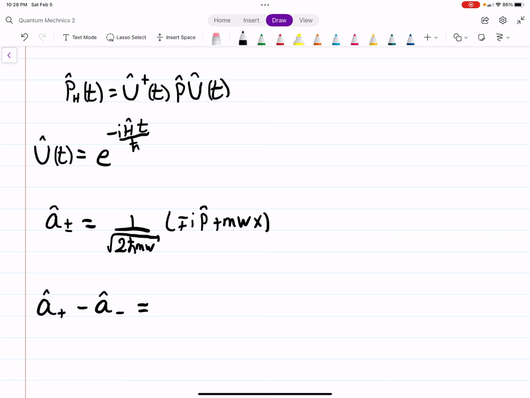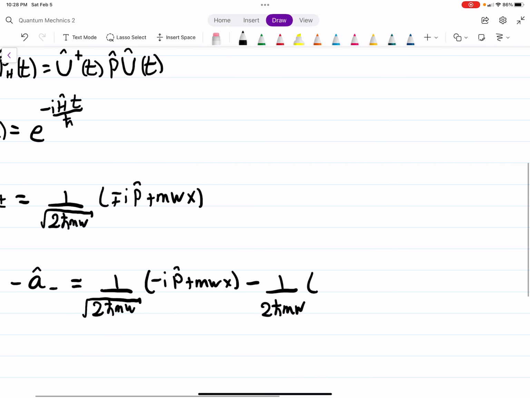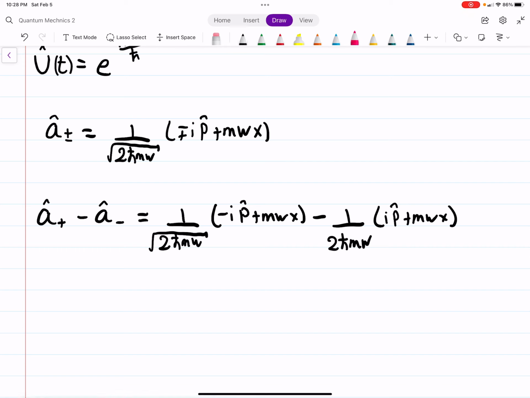So this would be 1 over 2 h bar m omega, and then we'll have minus i p hat plus m omega x. And now we're subtracting it, and now this will be positive. So the reason we're subtracting it is now that these momentums are going to have the same terms, and they're not going to cancel.